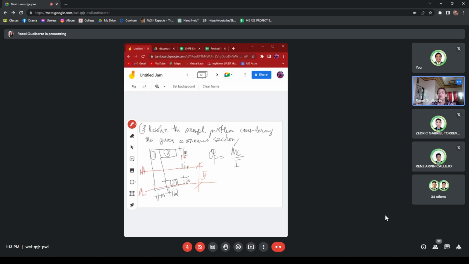Katulad po nito, this is 4 inches, so therefore, your y bar is 2 inches. And if it's symmetrical, yung taas natin would expect that this would be of the same value. So yun po yung makikita natin. Of course, you will be providing your solution for this, using a total y bar equal to summation of ay over summation of a. And then, yung magre-result po doon, makikita nyo po that your y bar is half of the total height.